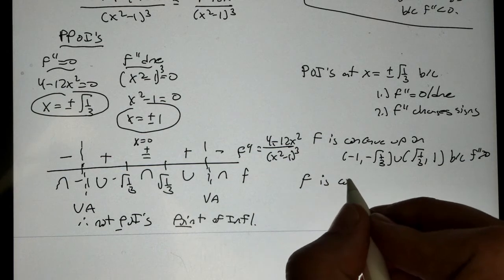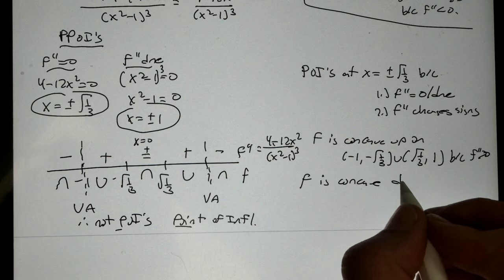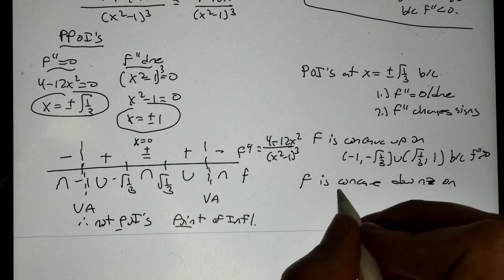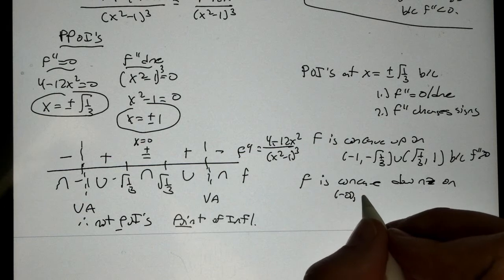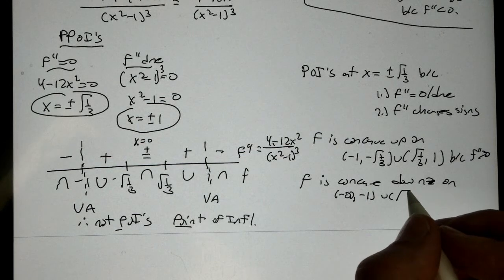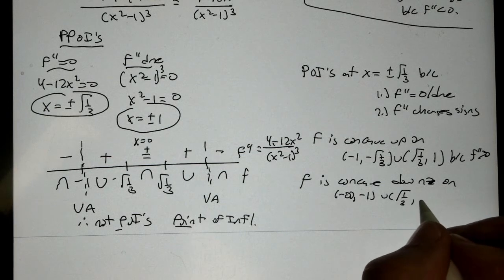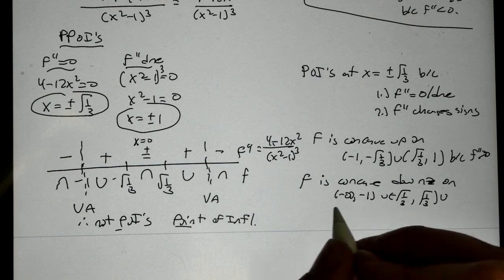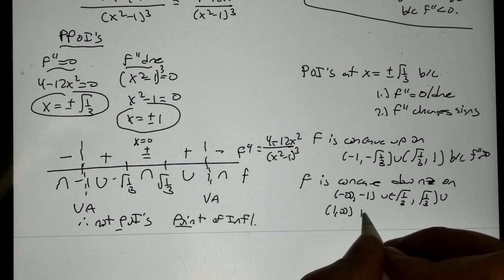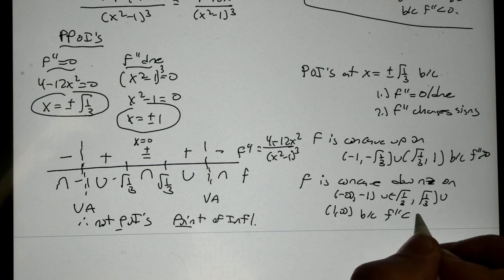F is concave down on the following domains: negative infinity to negative 1, or negative root 1/3 to positive root 1/3, I'm having a hard time saying that, or 1 to infinity, and that is because our second derivative is less than 0.